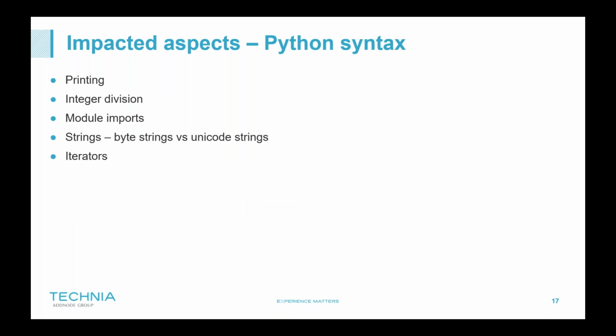As I said, Python 3 is not backwards compatible with Python 2. So I will go through a little bit of the things that have changed, at least the most important things. So printing and integer division is something that probably will affect most users. But there's also things such as module imports working differently. And Python 3, unlike Python 2, has a clear distinction between byte strings and Unicode strings. And it relies more on iterators, where Python 2 would use lists, but those I will not go through in detail.